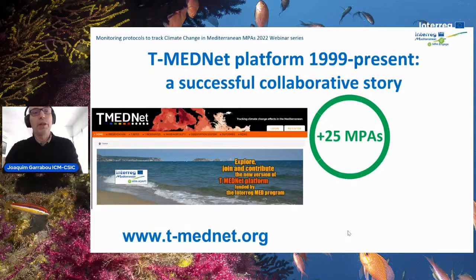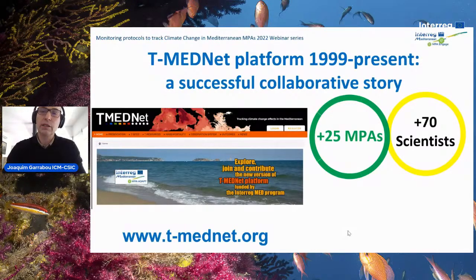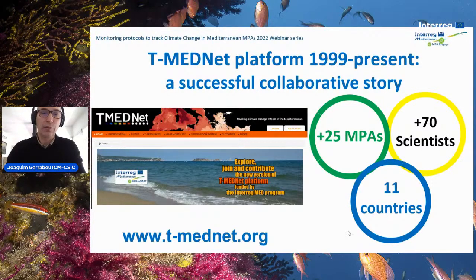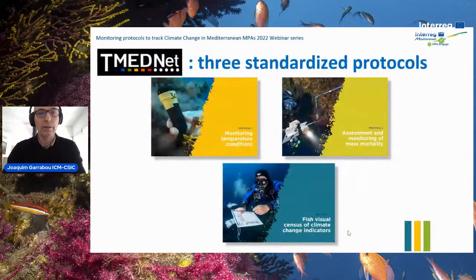But before this, when we say that TemetNet is a successful collaborative story, it is because since we started, we have more than 25 MPAs involved in the network, more than 70 scientists, from around 11 countries. So it is important to see that we have been building this community. And I'm really proud of this effort that we have been conducting with Nathaniel.